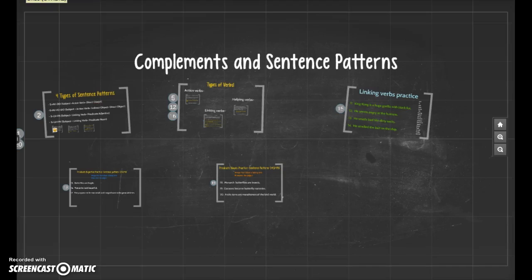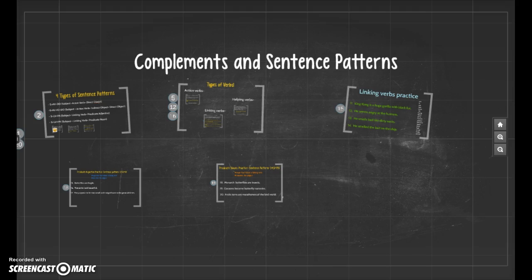Alright, so for today's class, we are going to be going over complements and sentence patterns. As a part of that, we'll be talking about the three different types of verbs, and we'll also be talking about direct objects and indirect objects, and there's going to be quite a bit of grammar here. So it's really critical that we focus, and we pay attention, and we get these notes down to ensure that we're learning everything we need to for our upcoming quizzes.